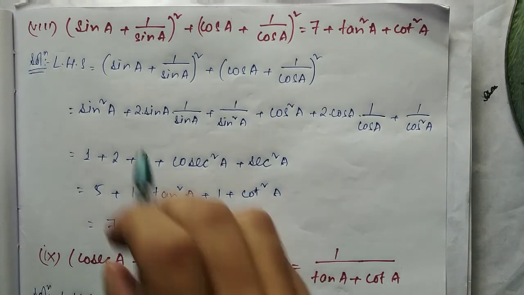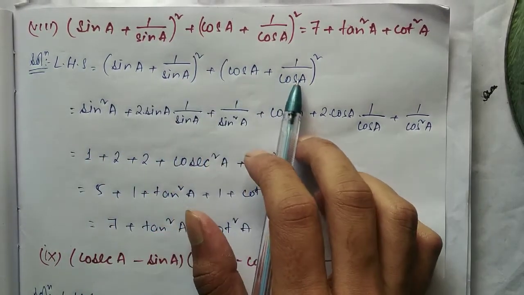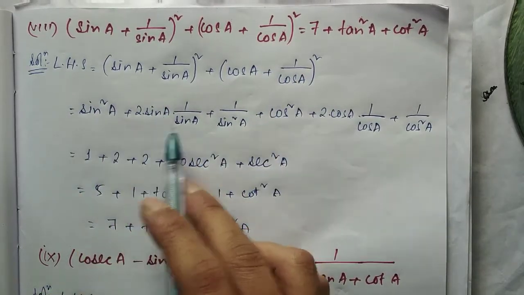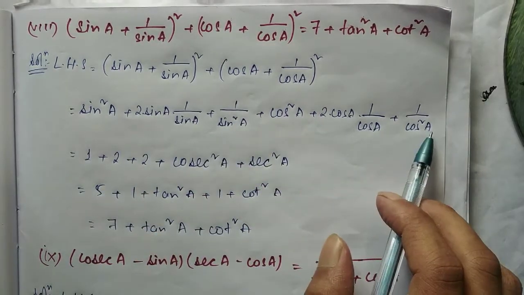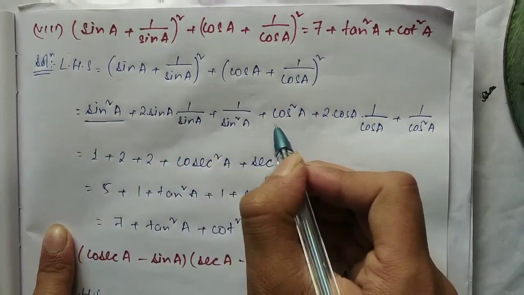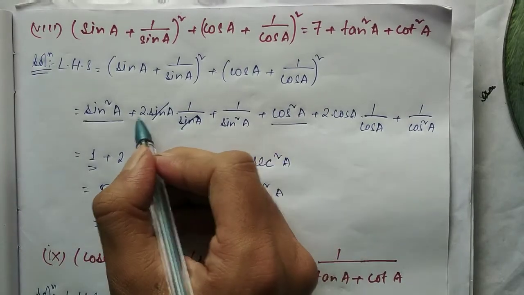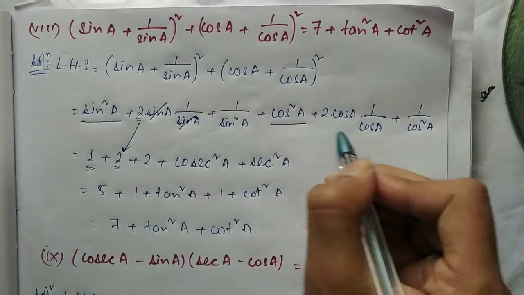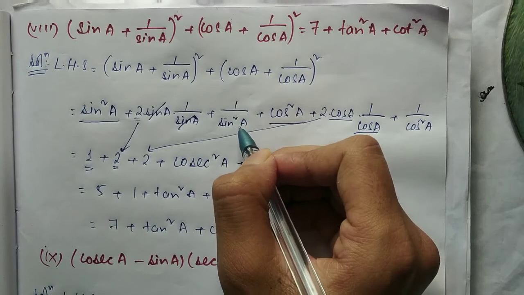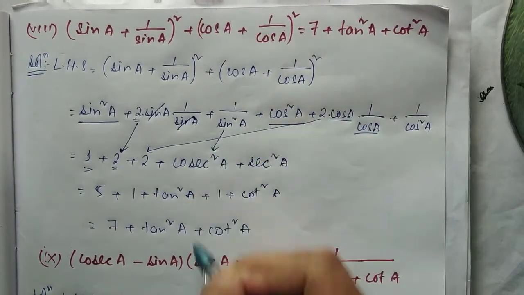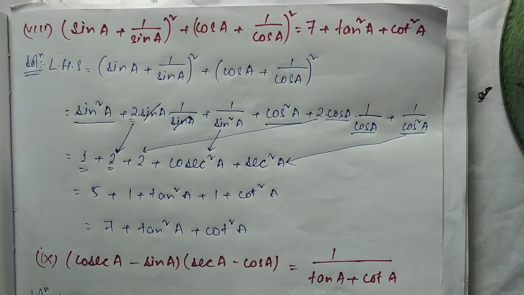Next one is also very simple. Question number 8. We take the left hand side, (sin A plus 1 by sin A) whole square plus (cos A plus 1 by cos A) whole square. We break it with the help of the formula (A plus B) whole square equals A square plus 2AB plus B square. Here also A square plus 2AB plus B square. And we see that sin square A plus cos square A gives us 1, and here sin A by 1 by sin A get cancelled. We get 2, this 2 comes here, and again cos A cancels, and this 2 comes here, and 1 by sin square A is cosec square A, so it comes here, and 1 by cos square A comes here to be sec square A.